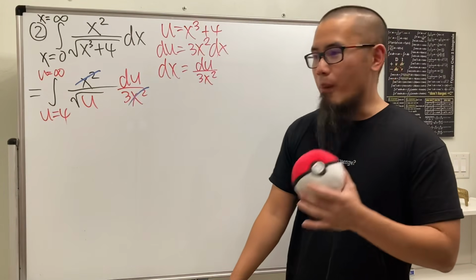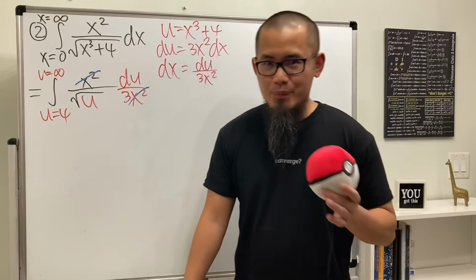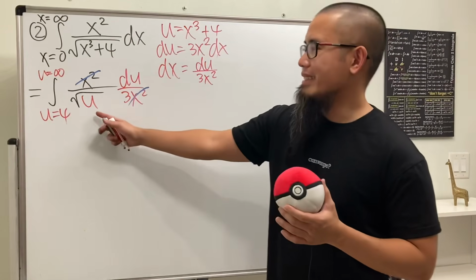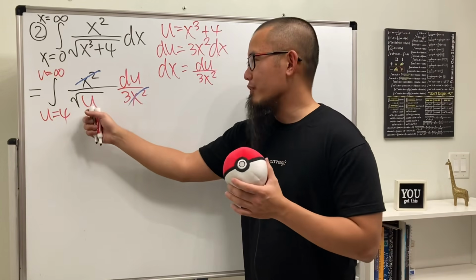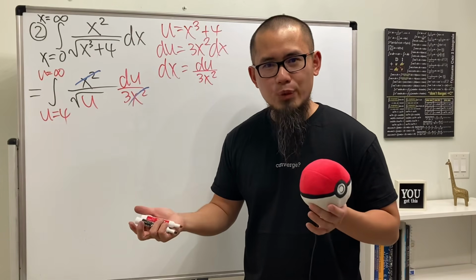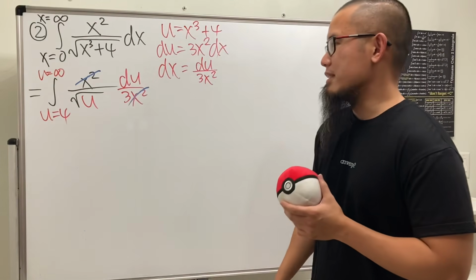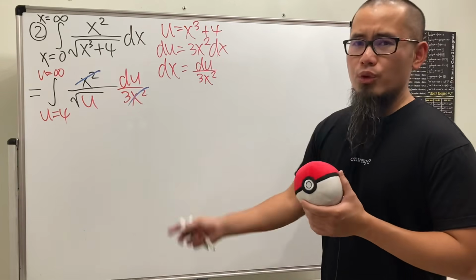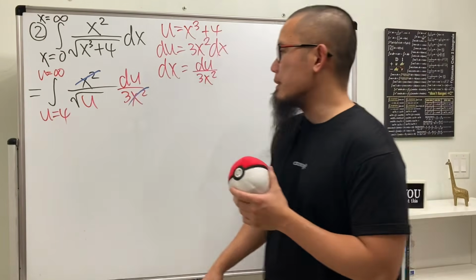However, if you remember the p integral, you should see that this right here does not converge because we have u to the 1/2 power on the bottom. P is less than 1, right? So it does not converge. But let's just say we don't know that. Let's just compute it and see what happens.